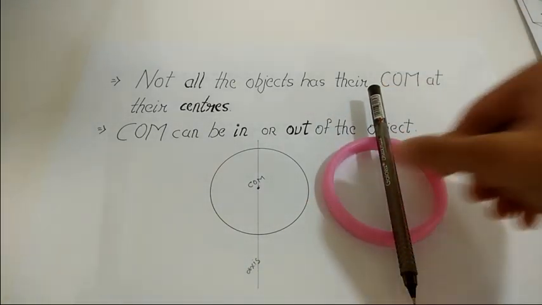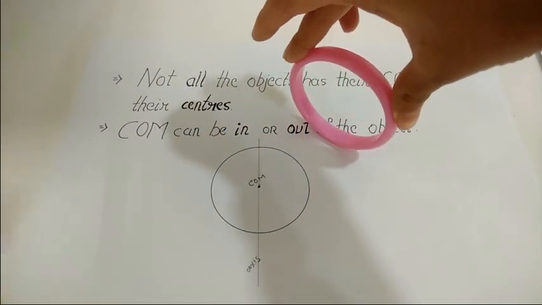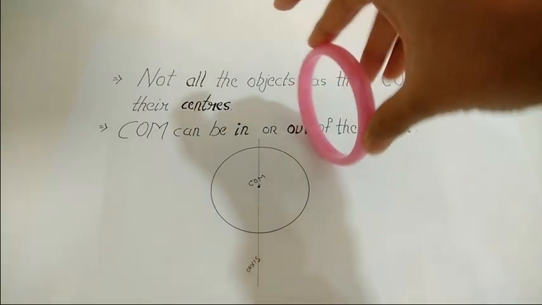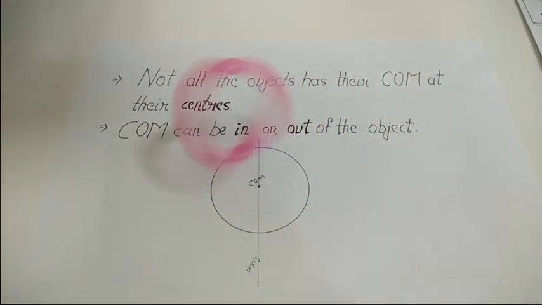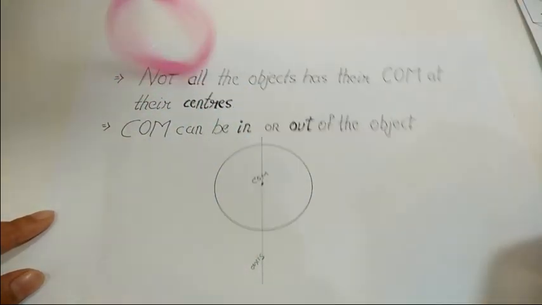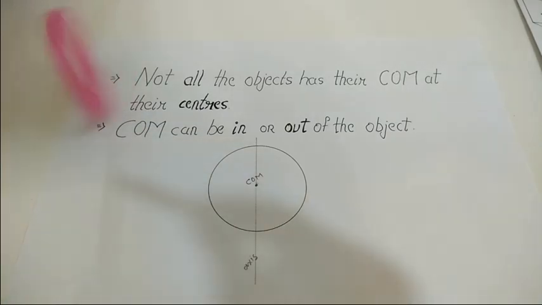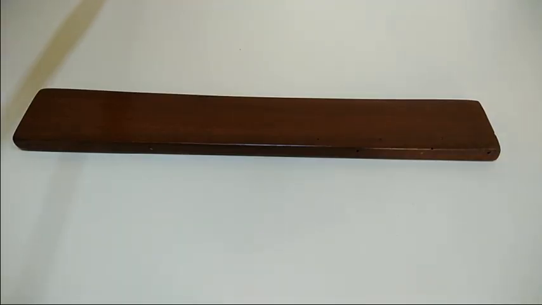And because of that, when we spin the ring, it rotates about its center of mass, which is about its axis. The straight line is the axis of the ring, and it rotates about the axis. So by now you know what center of mass is and how to locate it for some simple objects. Here I will show you an example of how to use it.